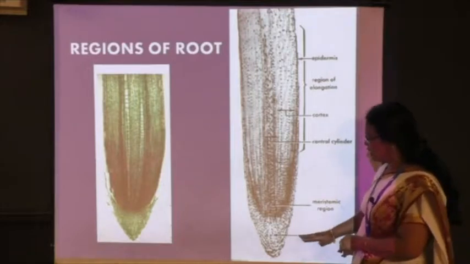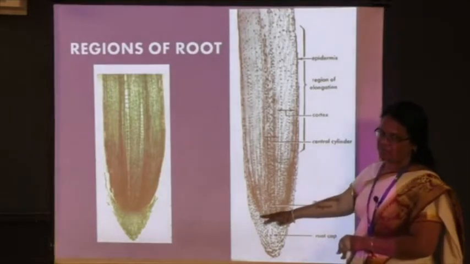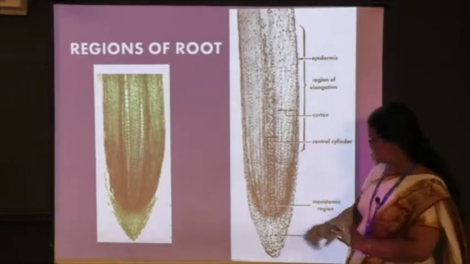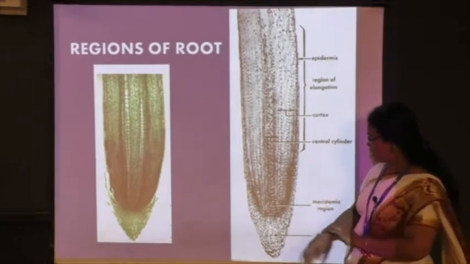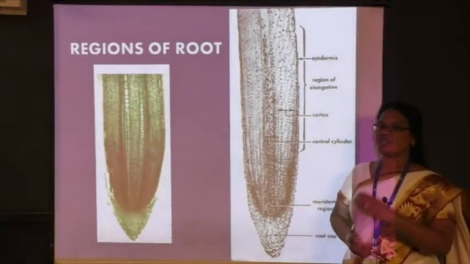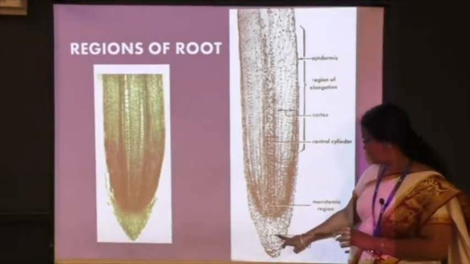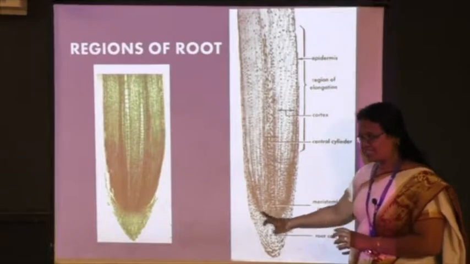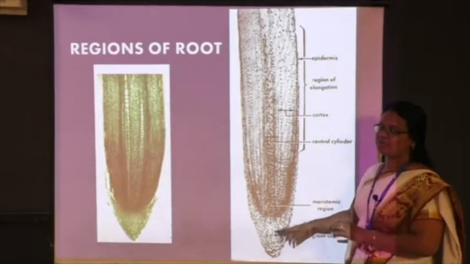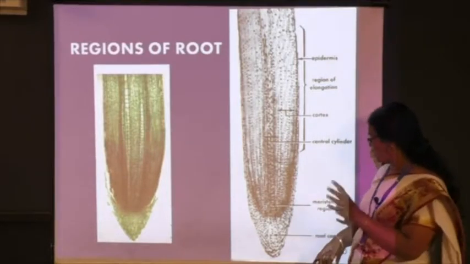This root cap region covers the tip of the root. The major function is protection, because the tip region is very sensitive. It is too young, so it is very sensitive. So the root tip region is protected by the root cap. The major function of the root cap is to give protection.